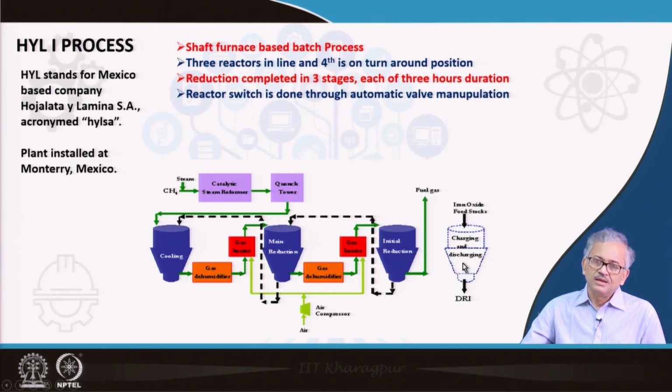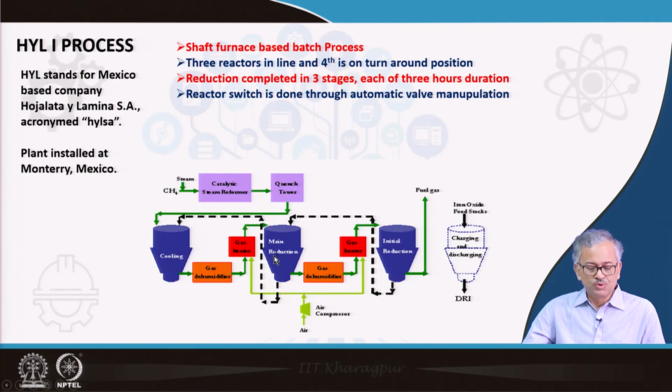Now this reactor is the main reactor. Here the main reduction will take place, and after that the gas will go to this reactor. It will not directly go to the flue gas. Now it will go to this reactor, and here its preheating and pre-reduction will take place, and then the gas will go to the stack. So that is the next cycle.